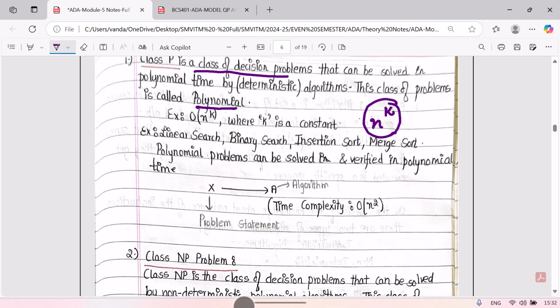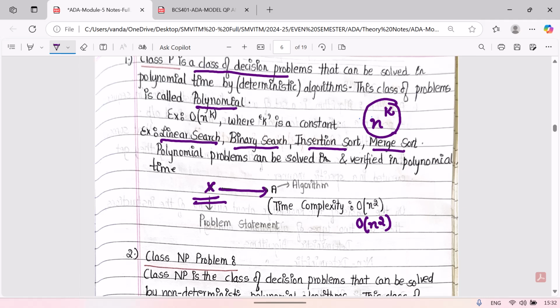Examples are linear search, binary search, insertion sort, merge sort, etc. Suppose I have a problem statement X and I apply an algorithm which has a time complexity of n square. So these problems will come under P problems. How do you define a class P problem? A type of problem in which the problem can be solved in polynomial time. These types of problems are called class P problems.